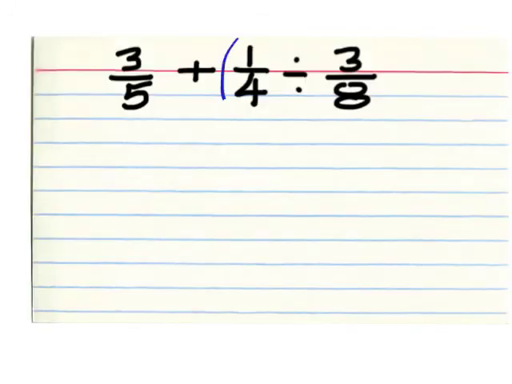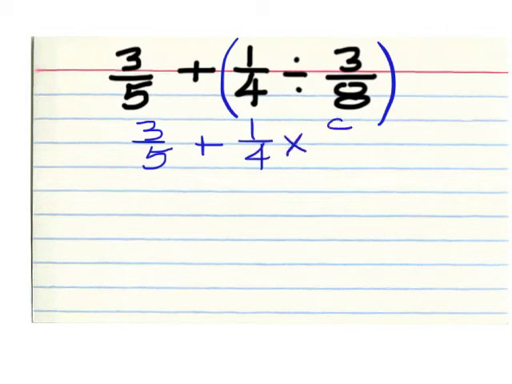Example number 4. We have a division problem, but this one is on the back end, so you have to divide first. So leave this one alone out front. So it's 1/4 times the reciprocal of 3 over 8, which is 8 over 3. And you can cross cancel on this. Notice you have a 4 there that goes into itself once and into 8 twice.